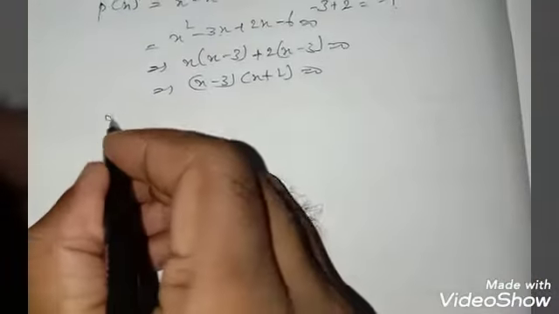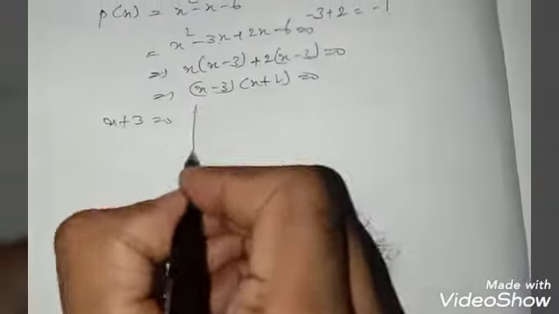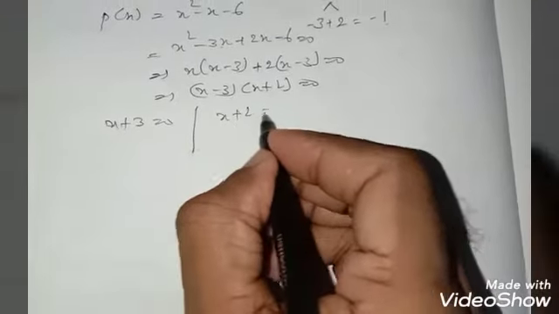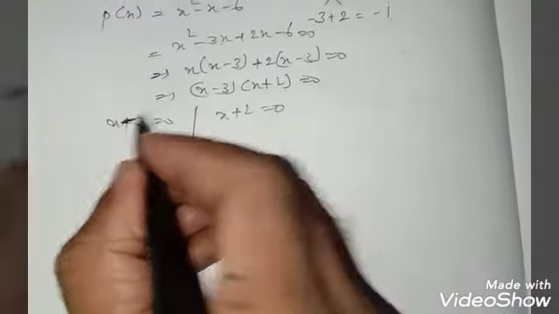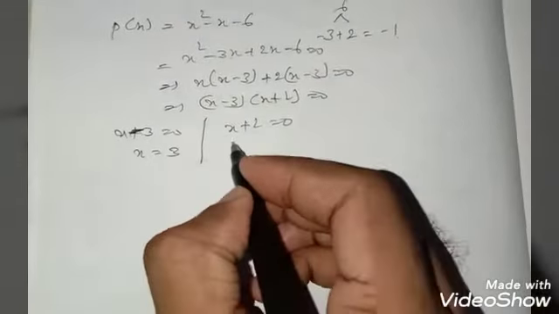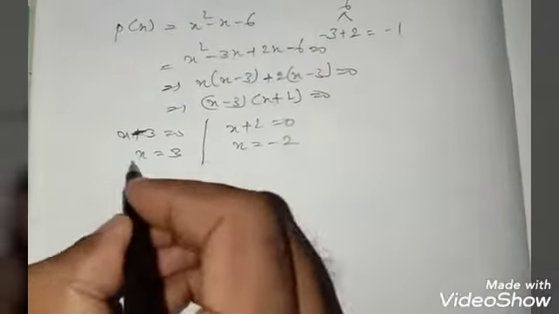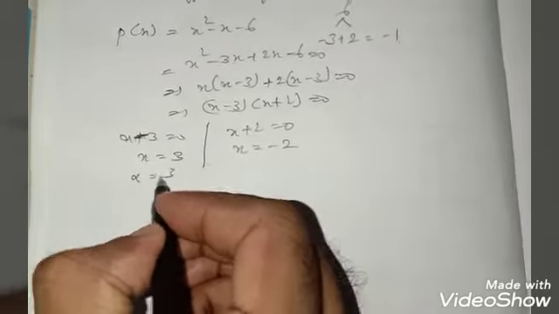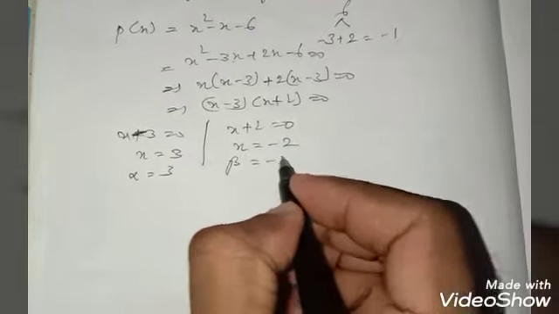That is, x minus 3 is equal to 0 is the first one. Next, x plus 2 equal to 0 the second one. So x is equal to 3 and x is equal to minus 2. So this is the value of alpha and this is the value of beta.